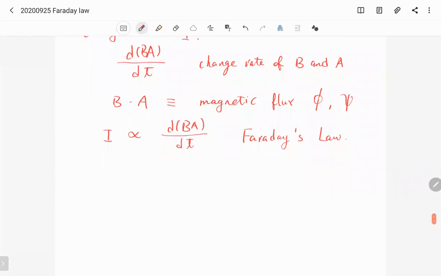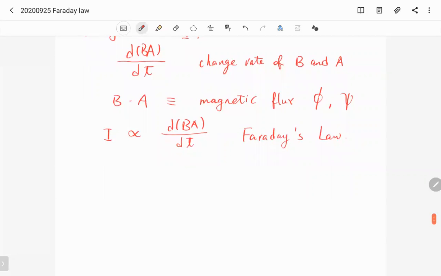Okay, so the next thing is we have this relation and we want to write this relation into an equation. So we use an equal sign to equate these two parameters. So current is equal to a constant times the change of magnetic flux. Okay, so the G is a constant. We call this constant the conductance.